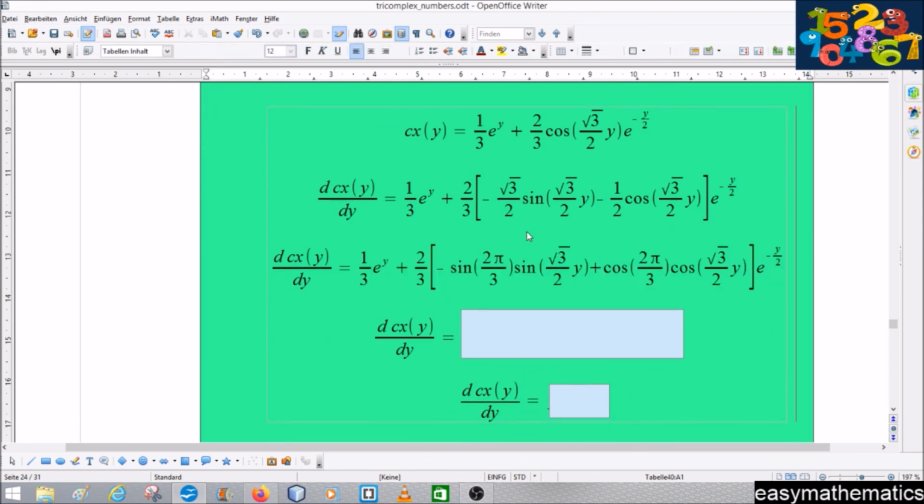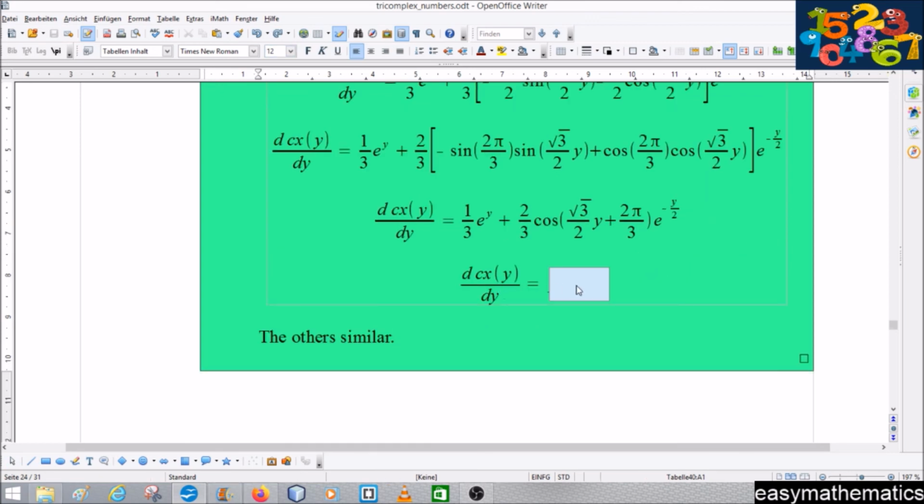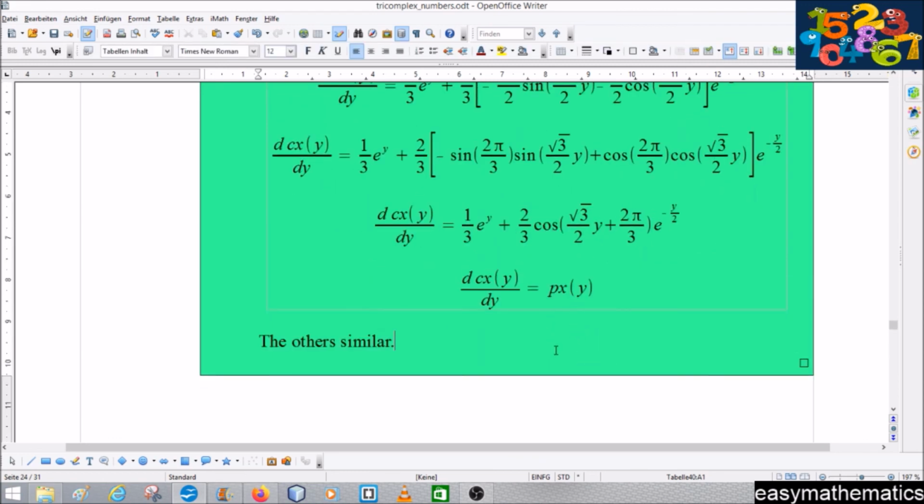Then we take a close look that we can write minus root 3 over 2 as minus sine 2 pi over 3, and minus 1/2 is plus cosine 2 pi over 3. Okay. Now we can use the addition theorem for the cosine and get here the plus 2 pi over 3. Finally, we see the derivative of cx is the plus cos-exponential. And this is the first part of this video.